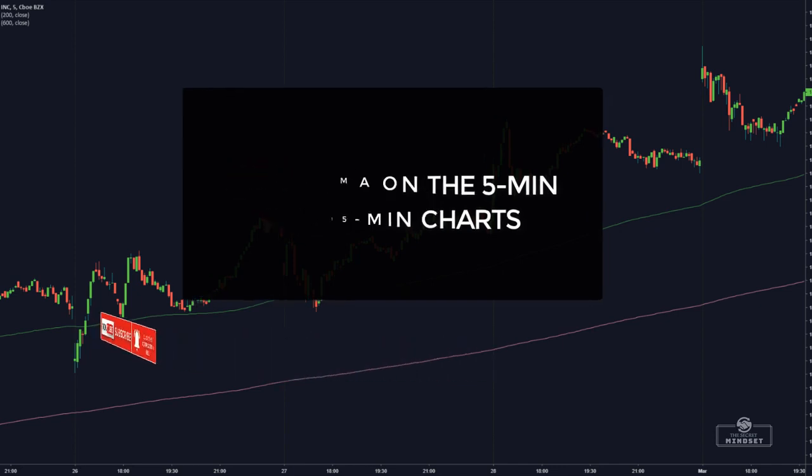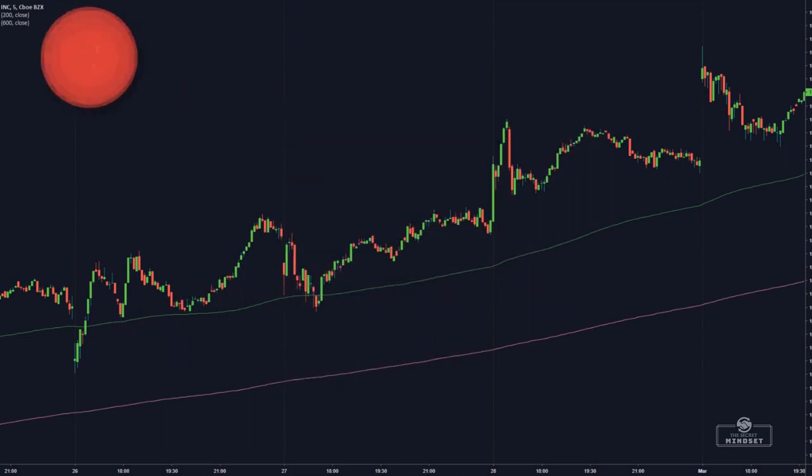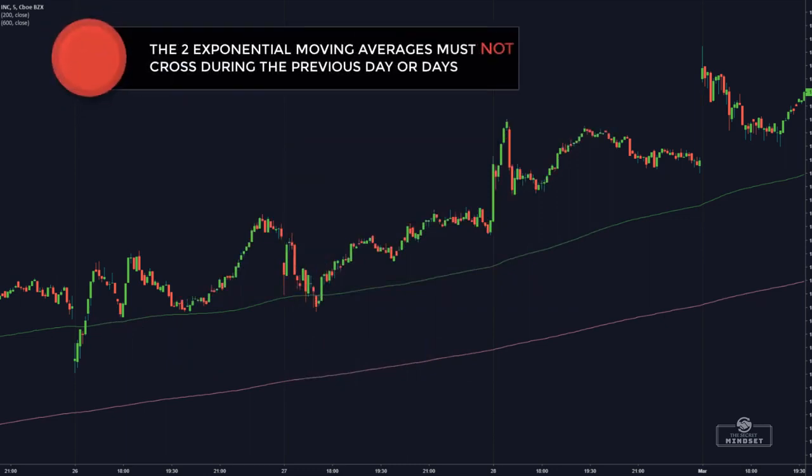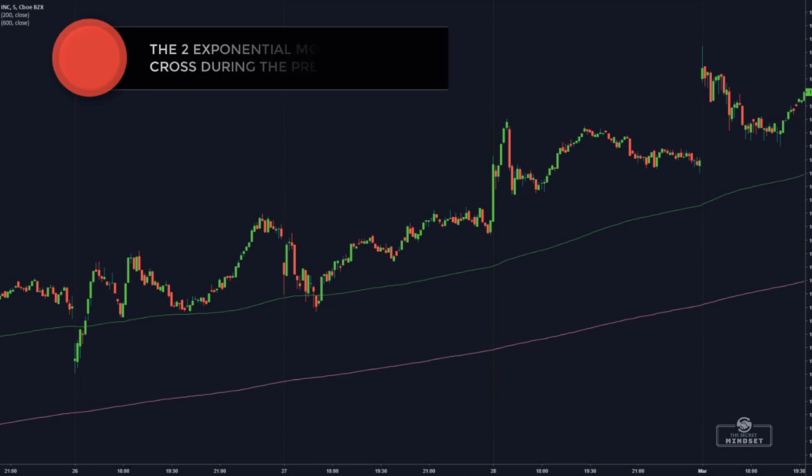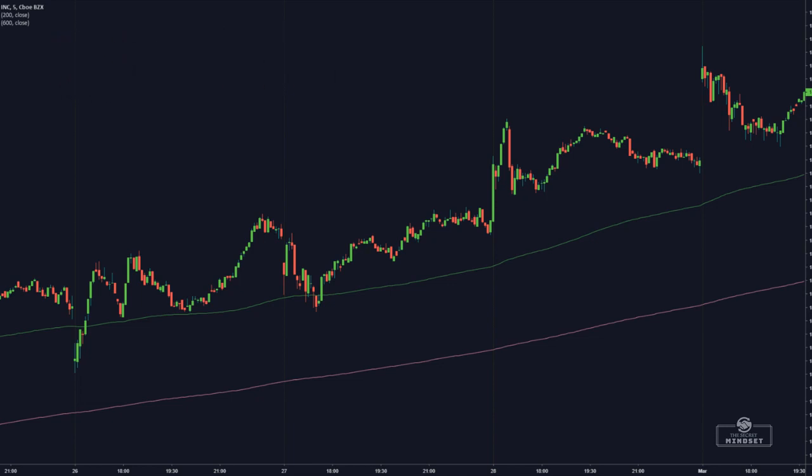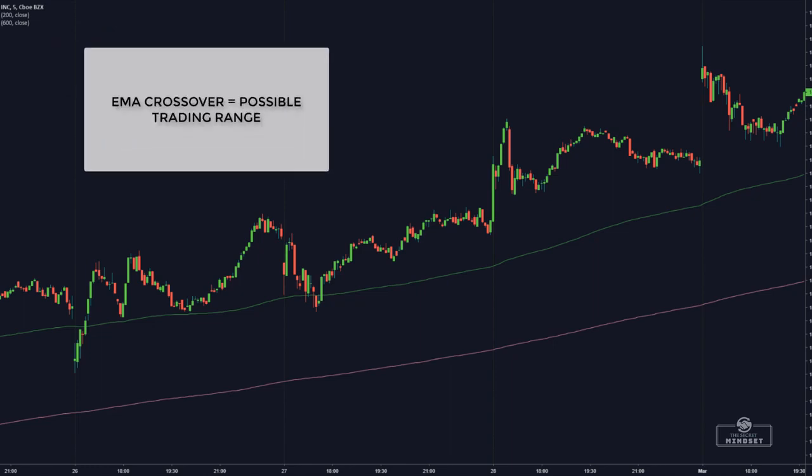So in order to identify the trend, the 2 exponential moving averages must not cross during the previous day or days, because as day traders, our aim should be to trade only the strongest trends. If the EMAs cross, then we will most likely enter a trading range.